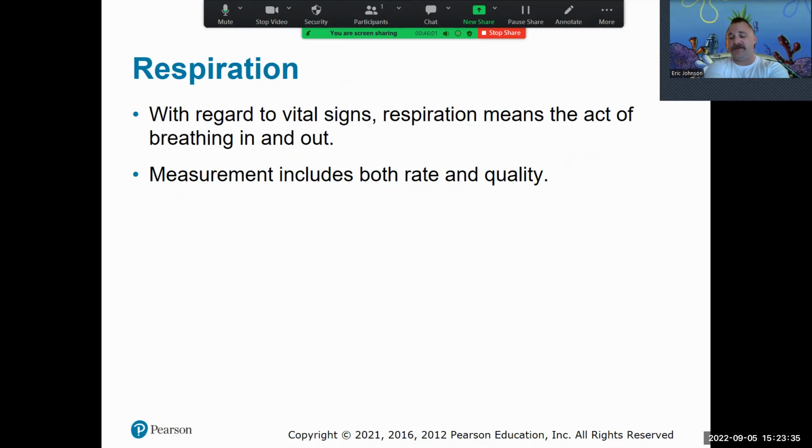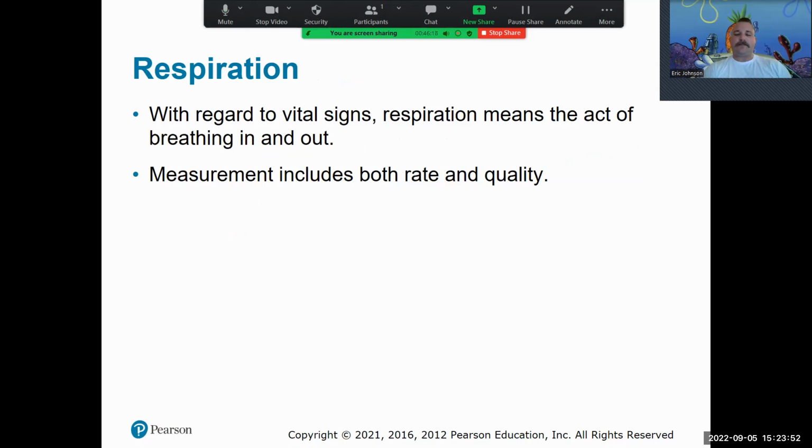Moving forward to respiration. Respiration is the act of breathing in and out. And I like to read that off the slide because it really is true. Respiration is the act of moving air in and out, right? No.